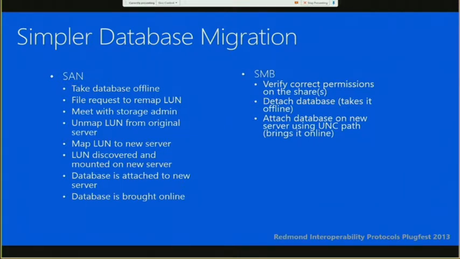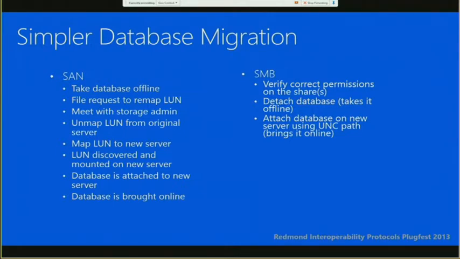So this is a list of steps. What happens when I want to move my SQL Server to a new machine? Let's say my five-year-old server needs to be replaced with a new one. And on the left side, what happens when the database is hosted on a typical enterprise SAN? First, we have to take the database offline.